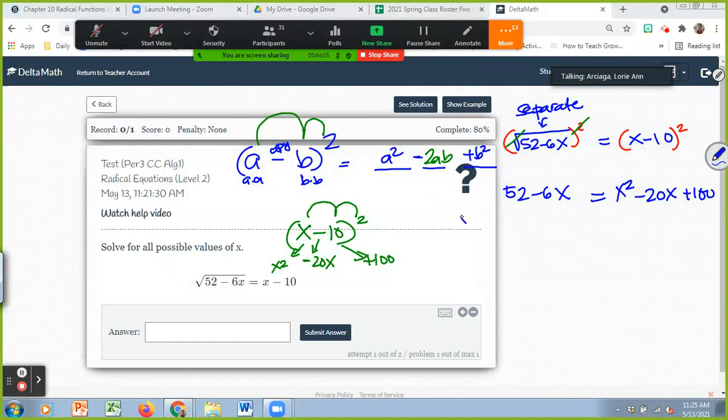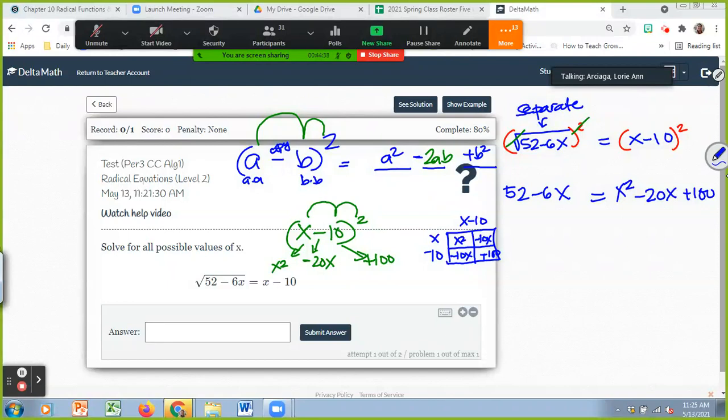Of course, if you get confused, there's nothing stopping you from using your box method. Yep. That's x times x is x squared, negative 10x, positive 100. So that's where your negative 20x is coming from. But if you remember the shortcut, 2 times the number times the variable, you're going to have this.